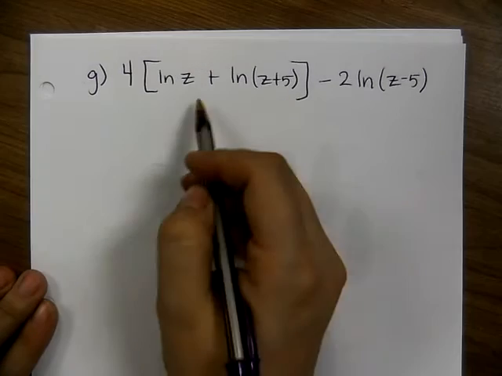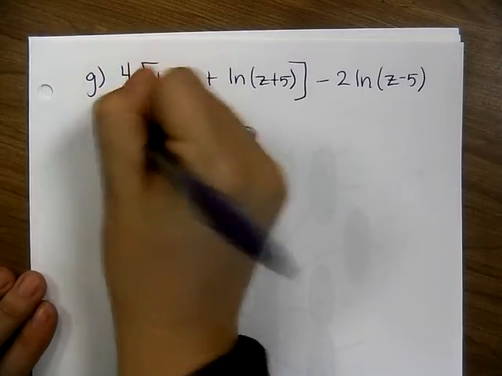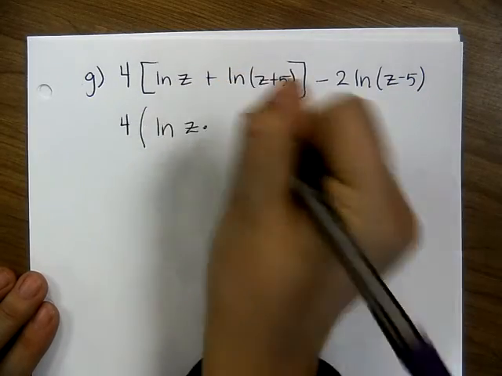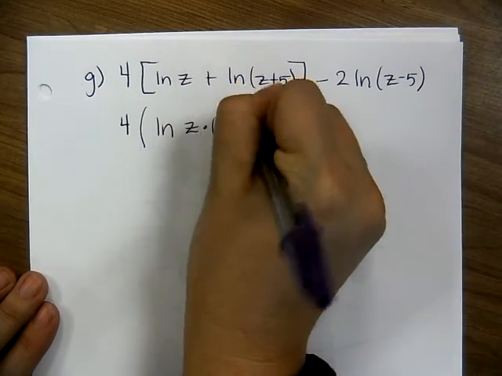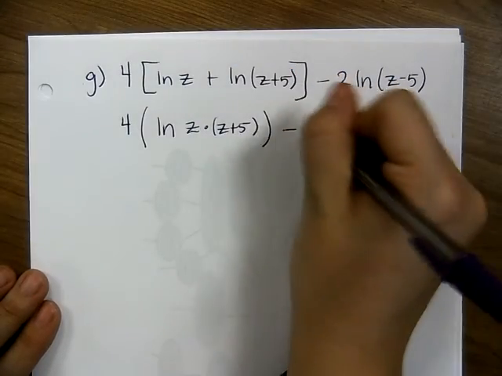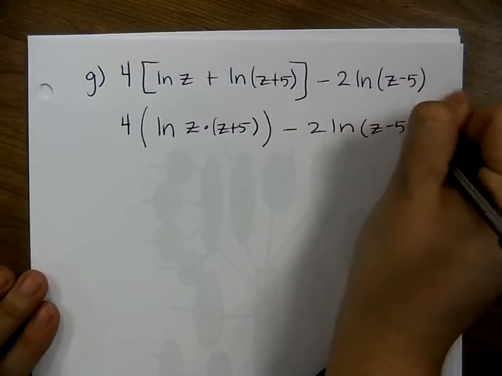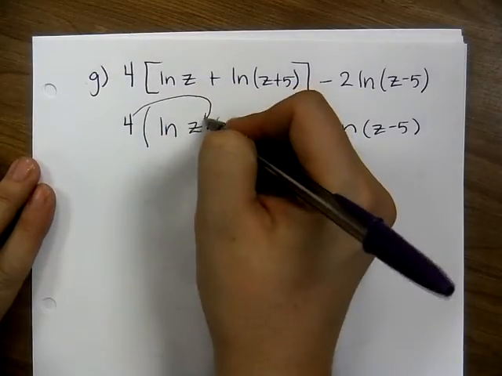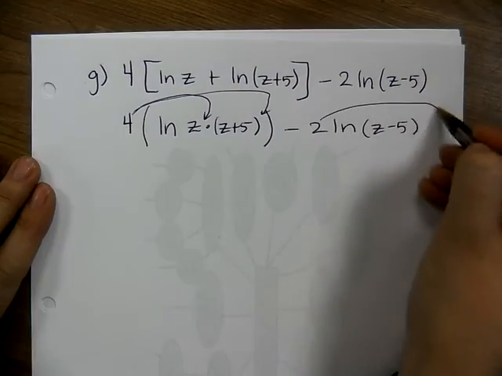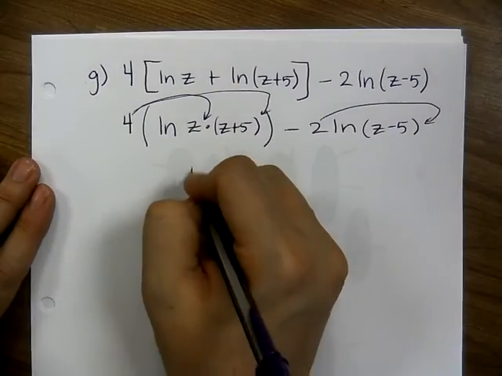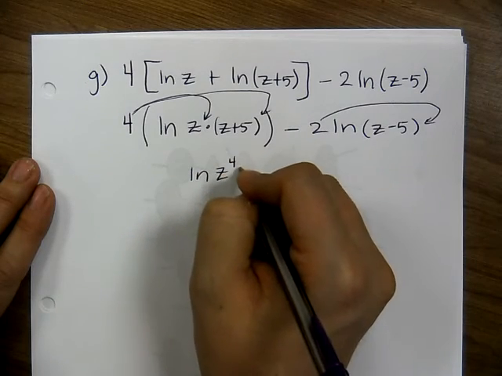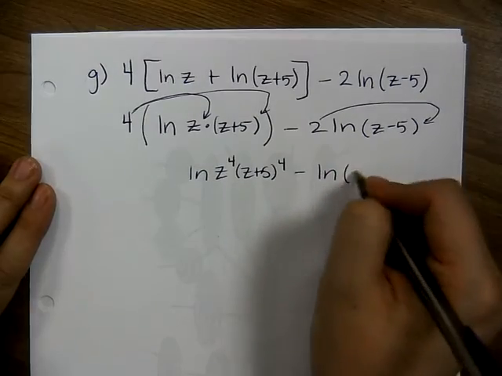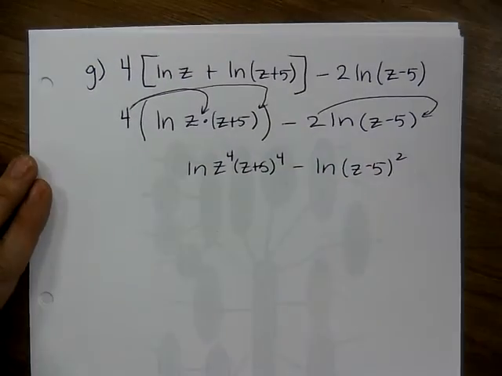Let's start by combining the brackets. So did you maybe start with this so that you had the natural log of z times z plus 5? Okay, minus 2 times this natural log of z minus 5. Now these numbers are just exponents. So I'm going to apply that 4 here and here, and then this 2 here. So now I will have natural log of z to the 4th times z plus 5 to the 4th, minus the natural log of z minus 5 squared.